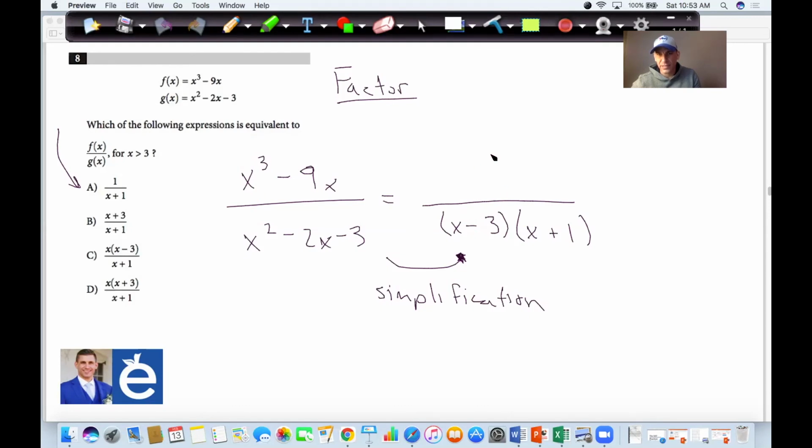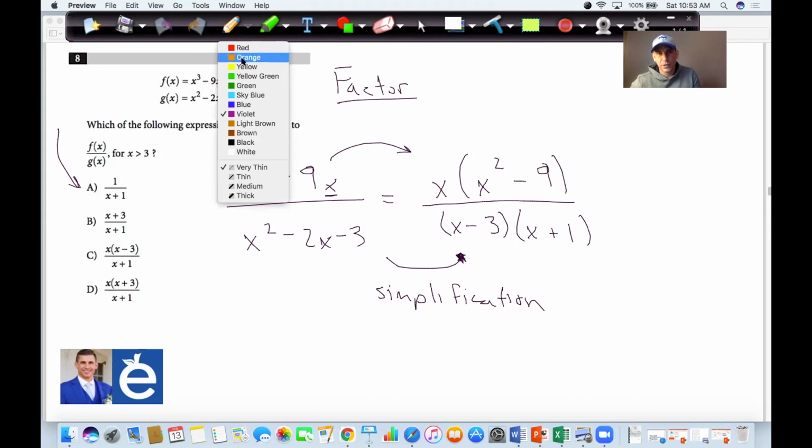Because technically these should have crossed off. So if I factor this, let's see what I have here. I can take an x out, right? That's my common factor between these two things. So I'm going to take an x out, and then I get x squared minus 9, right? And then most students would think to themselves, okay, well, what do I do now?